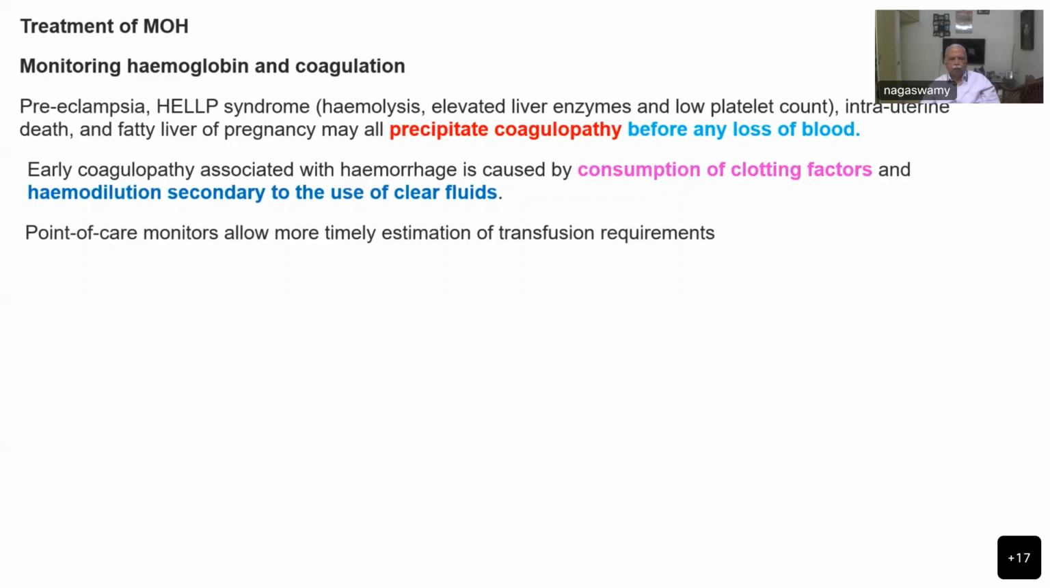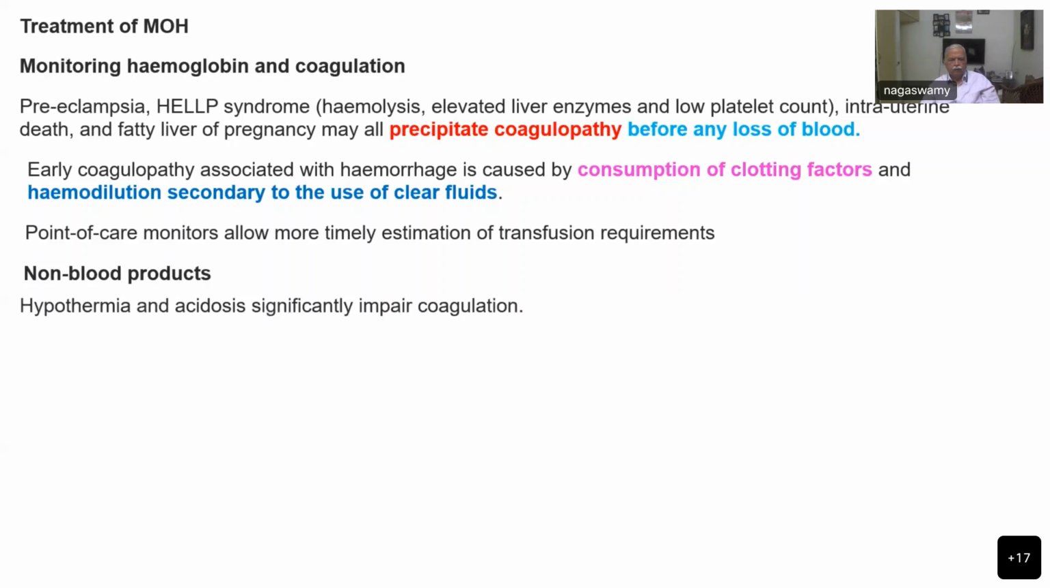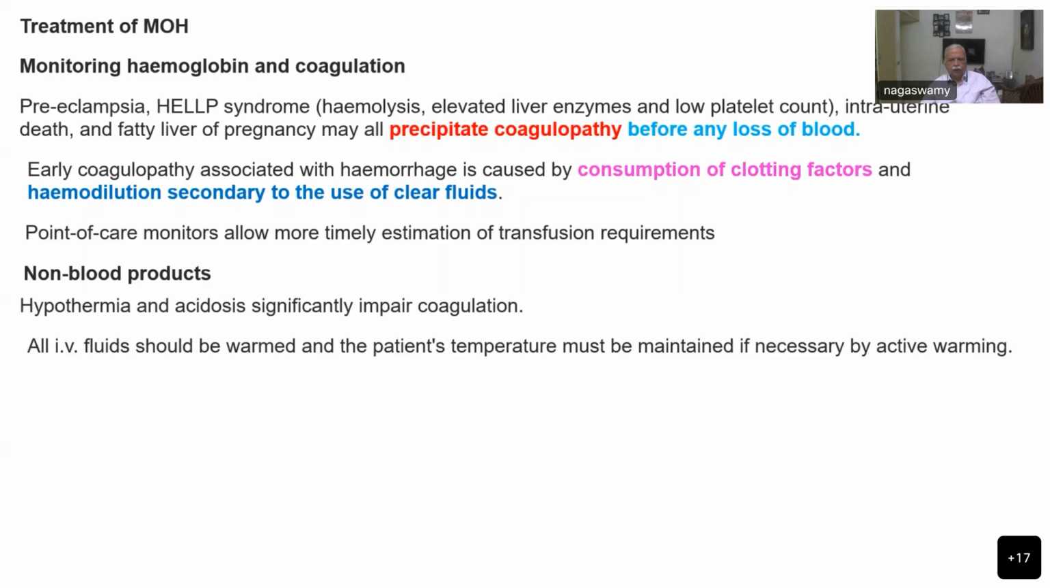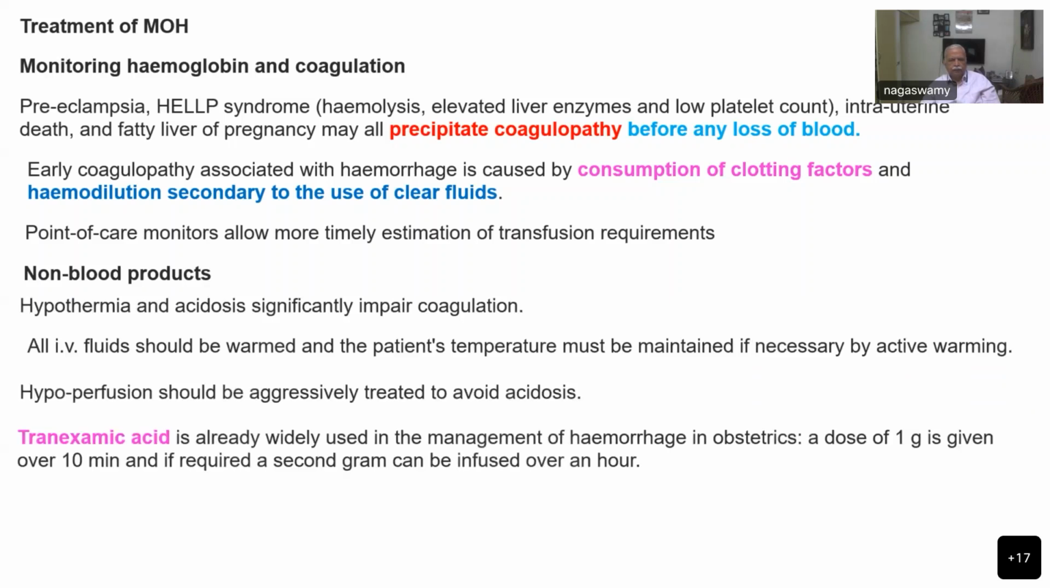So point of care monitors allow more timely estimation of transfusion requirements. What are the non-blood products? Hypothermia and acidosis significantly impair coagulation. That is why again and again keep the patient warm. Never allow them to become hypothermic. Prevent acidosis. All IV fluids must be warm. Hypoperfusion should be treated aggressively.